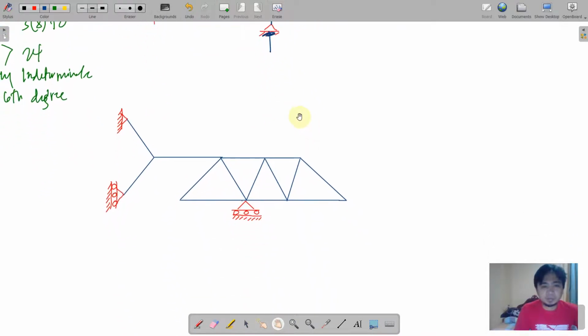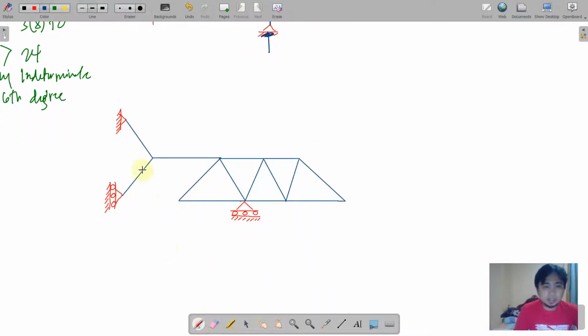So moving on, for this truss, first we count the number of bars: 1, 2, 3, 4, 5, 6, 7, 8, 9, 10, 11, 12, 13, 14. So there are 14 bar members. So we have two reactions here, single reaction there, and another one there. So we have 1, 2, 3, 4. So we only have 4 reactions. As to the number of joints, 1, 2, 3, 4, 5, 6, 7, 8, 9, 10. So there are 10 joints here.